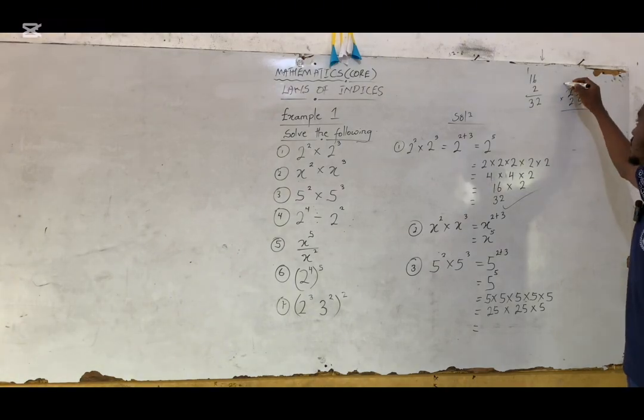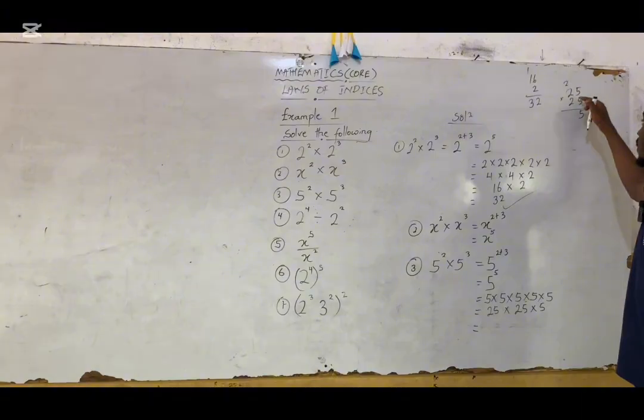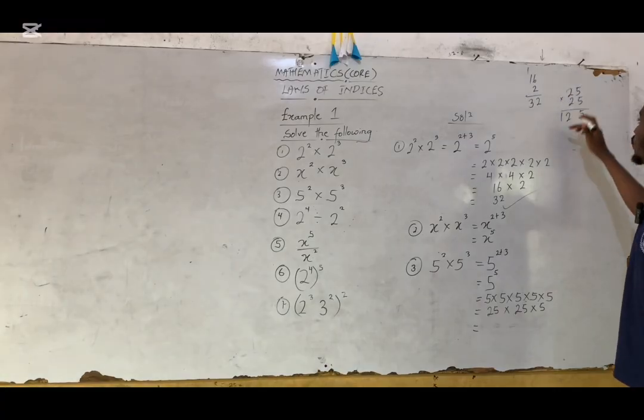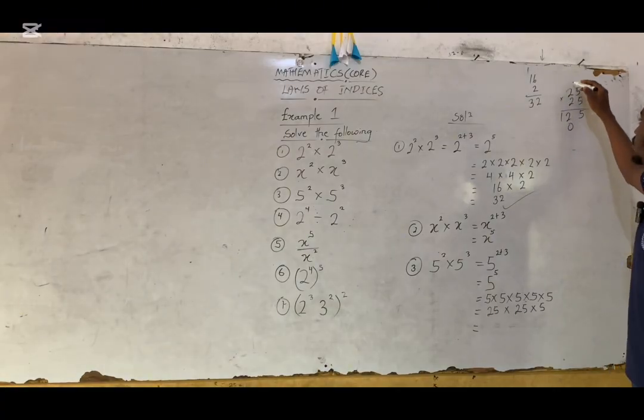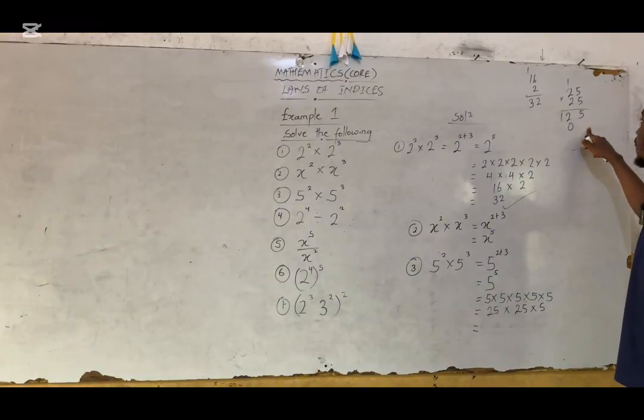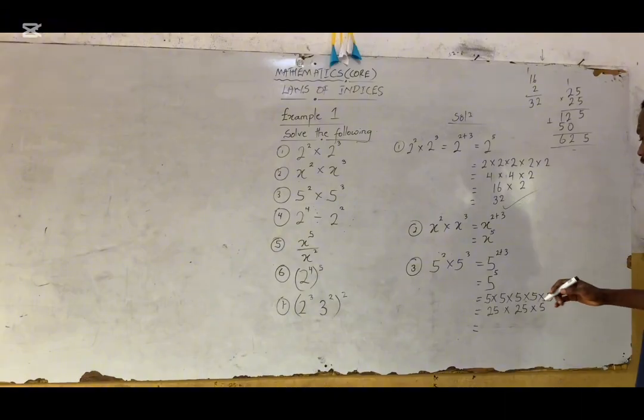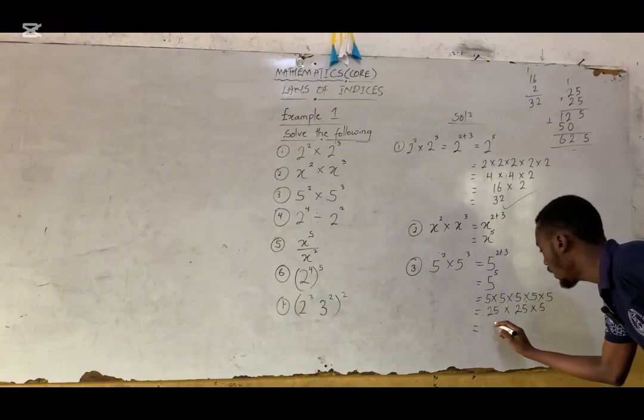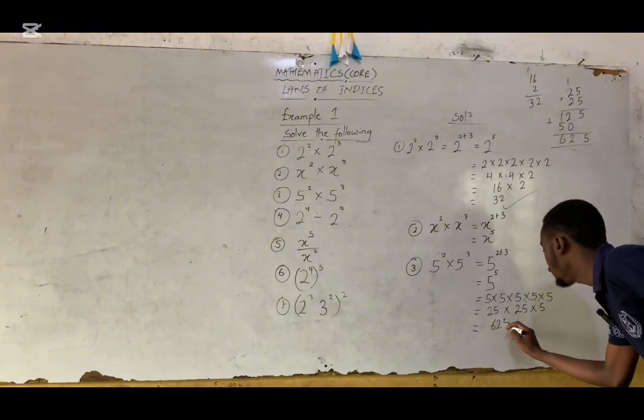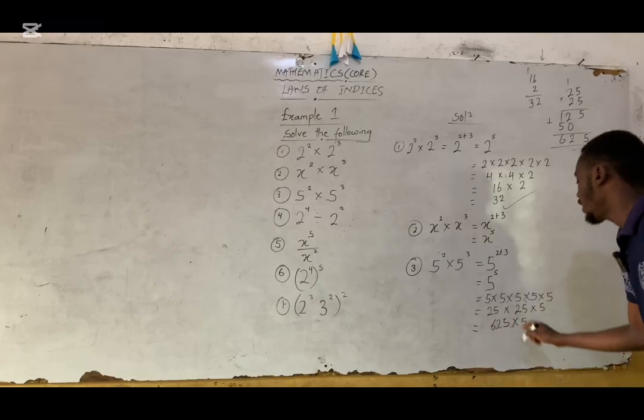5 times 5 gives us 25. 5 times 2 gives us 10 plus 2, we have 12, right? 5 times 2 gives us 10, we have 0. 1 times 2 gives us 2, plus 1? 2 times 2 gives us 4 plus 1 gives us 5. We have 5, 2, 6, so we have 625. So 25 by 25 gives us 625, then times 5.